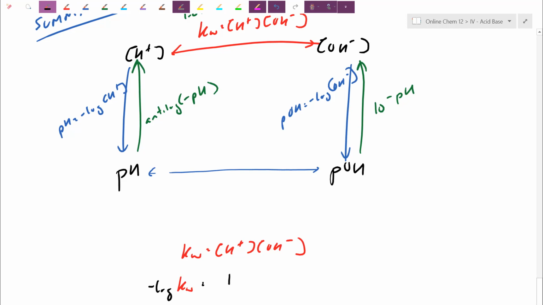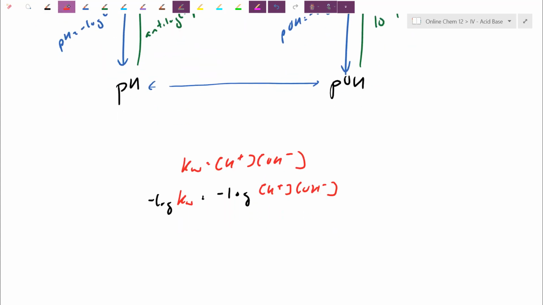I'm going to go negative log of the H plus times the OH minus, right? I'm going to use that log rule again. When I have log of two things multiplied, it's like log of the first plus log of the second. So negative log of H plus added to another negative log of OH minus. It's the conclusion you need out of this, so you don't need to repeat this at any point.